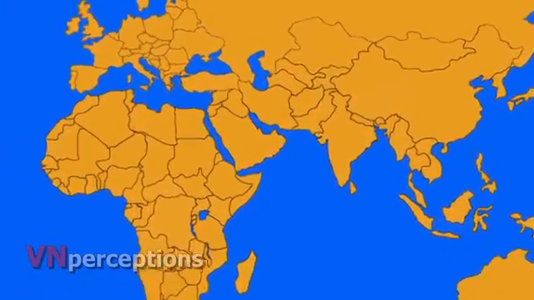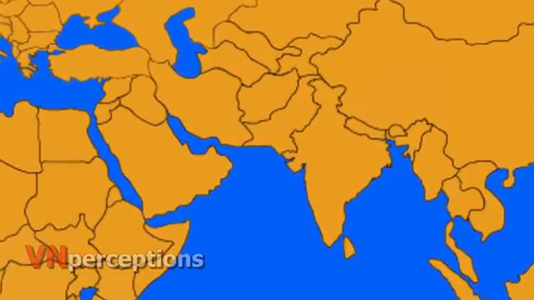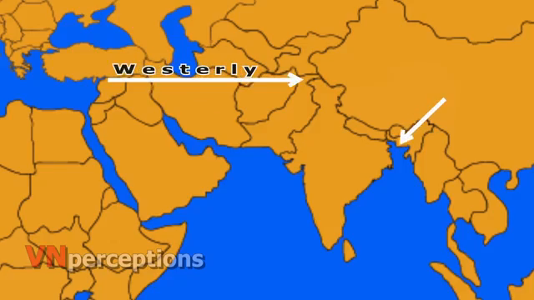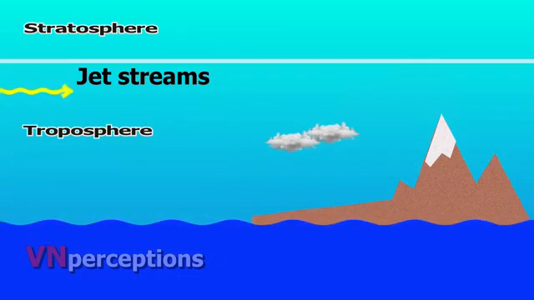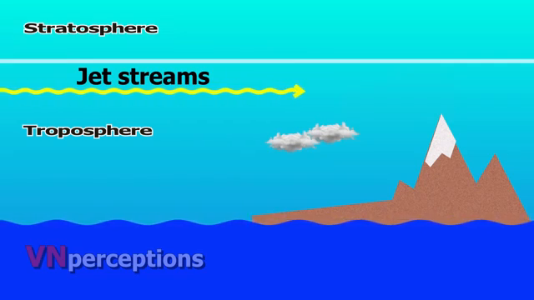In this video, we shall learn about the influence of westerly and the easterly jet streams on the monsoon of India. To begin with, what are jet streams? Well, jet streams are a narrow belt of high altitude westerly winds in the troposphere.